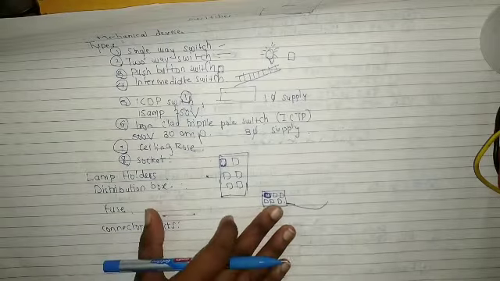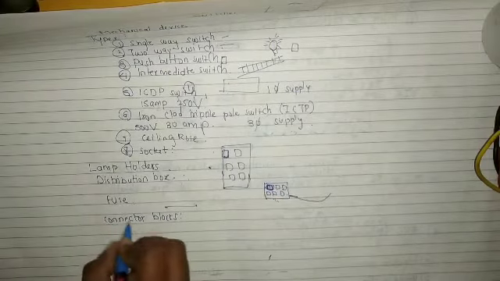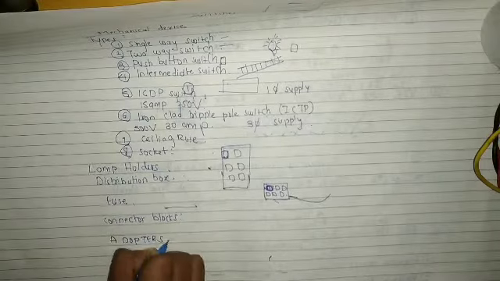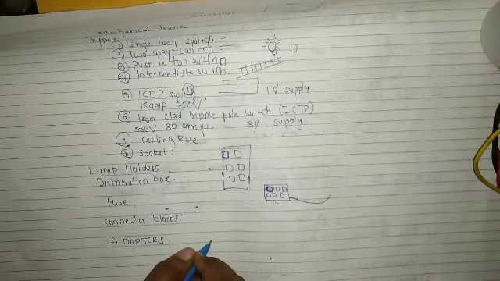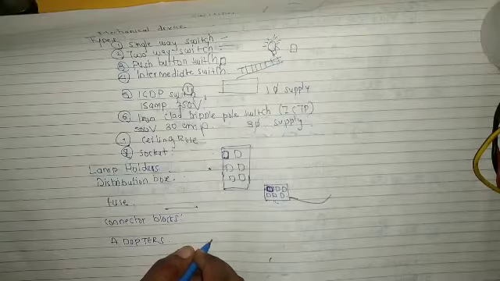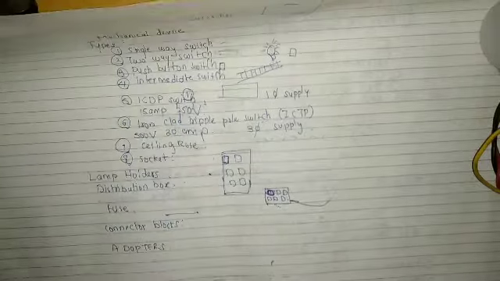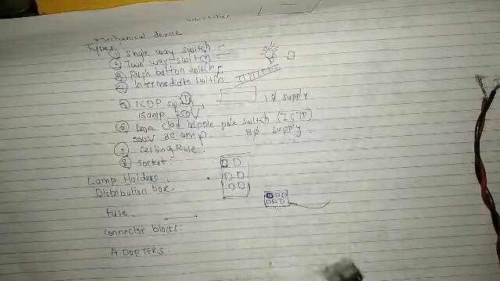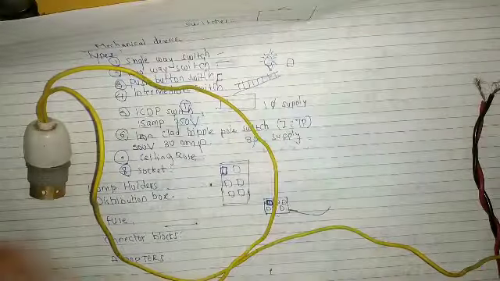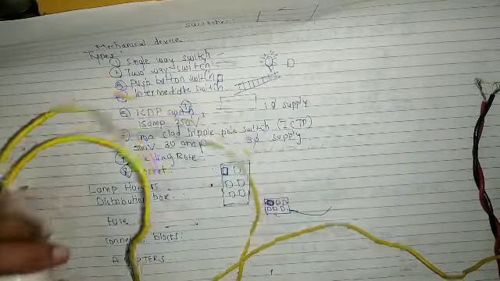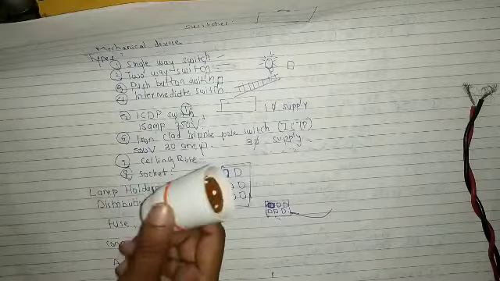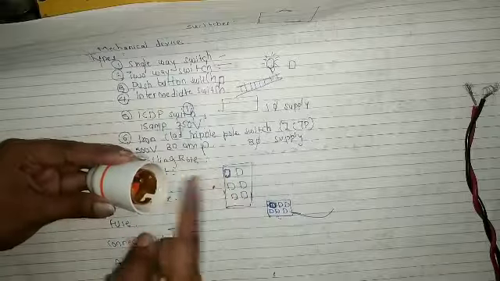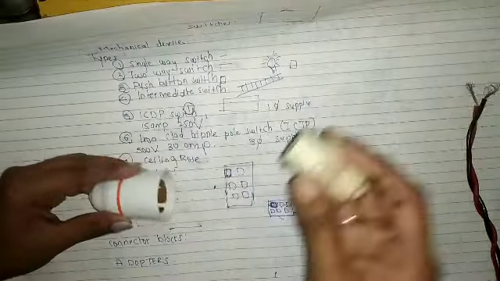Okay. Now moving to the last, that is adapters. So where do we use adapters? Whenever the connection is made from a lamp holder. I showed you the lamp holders. So these are the lamp holders. So this is our lamp holder, right? If we have to extend this, we have to make the connection from this lamp holder further. Then what do we do? We use an adapter.